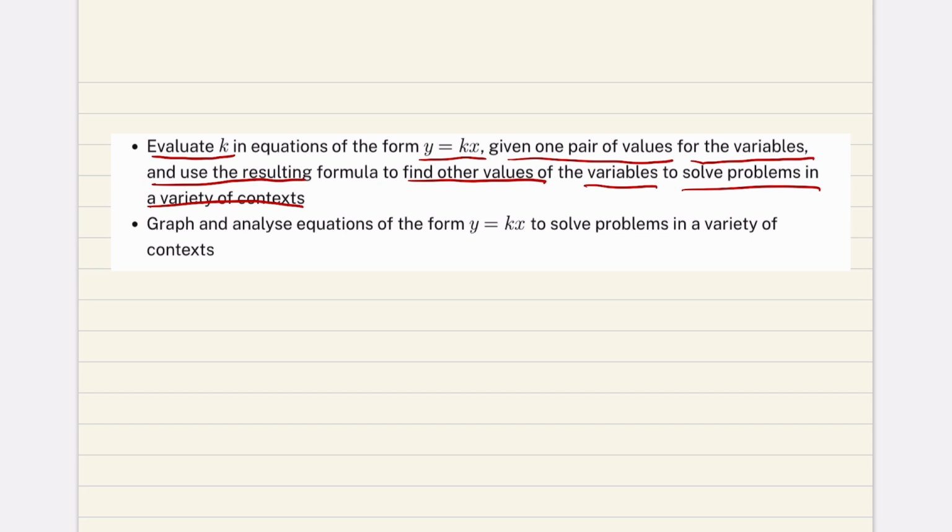And then if they give you another coordinate, but only one of those values, so say x or y, you should then be able to find the other one, either x or y, now that you've got k. So we're going to go through an example on how to do that. And then the second one is to graph and analyze the equations of that form. So not just graphing them, but actually working out what they mean, and use that to solve problems in a variety of contexts. Okay, so we'll go through a couple examples now.